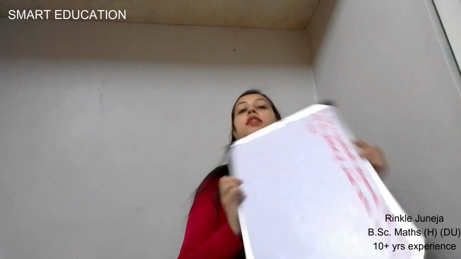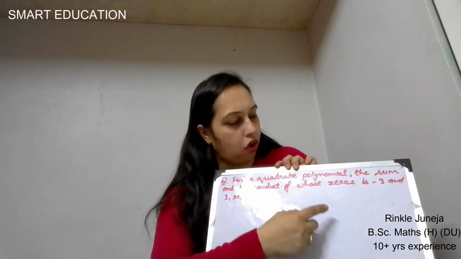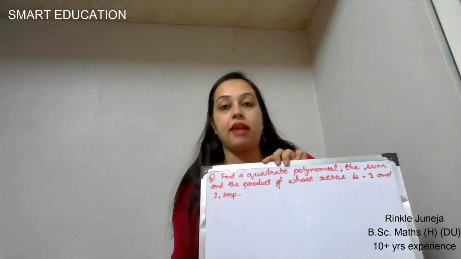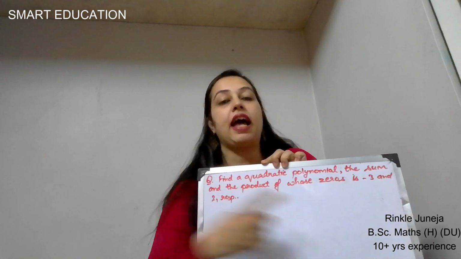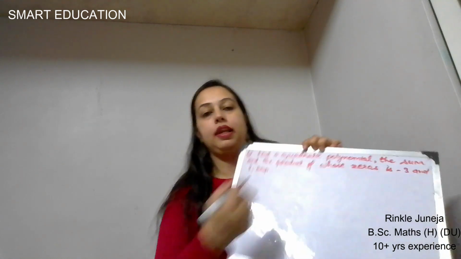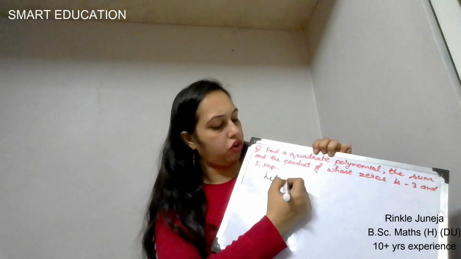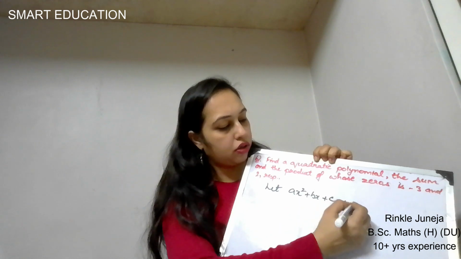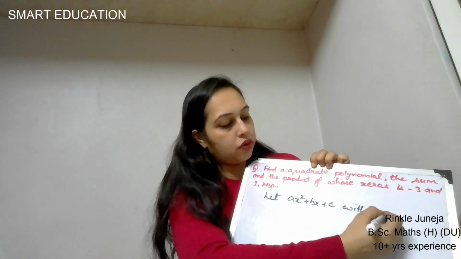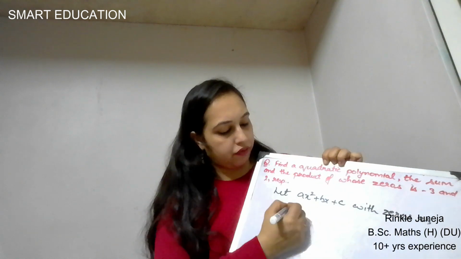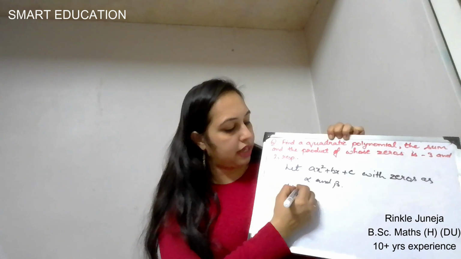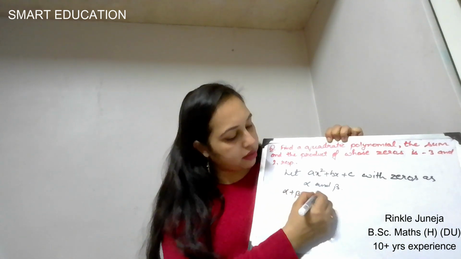Another type of question which generally comes regarding the polynomial and the roots is like this. Find a quadratic polynomial, the sum and the product of whose zeros is minus 3 and 2. That means now we are given alpha plus beta and alpha into beta. So let the quadratic polynomial be ax square plus bx plus c with zeros as alpha and beta. So according to the question, alpha plus beta is equal to minus 3.